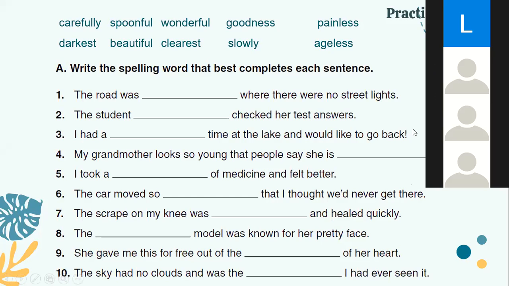Write the spelling word that best completes each sentence. All of you have to choose a word from the group above: carefully, spoonful, wonderful, goodness, painless, darkest, beautiful, clearest, slowly, or ageless. Okay, number one, Amal. The road was where there was no street light. Darkest. The darkest.